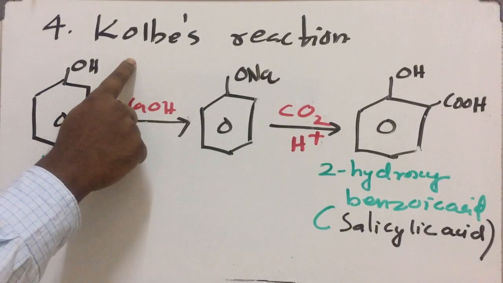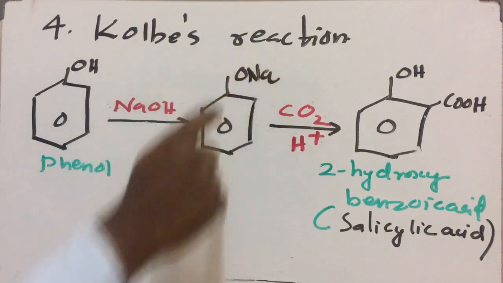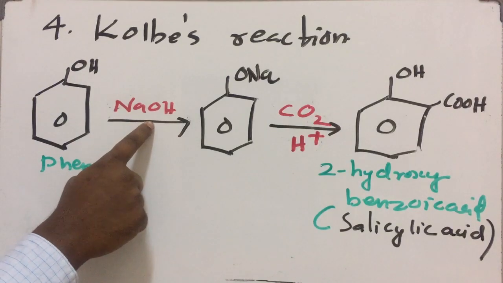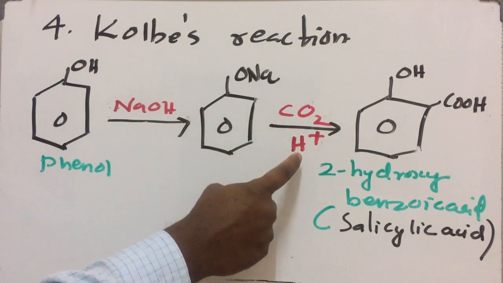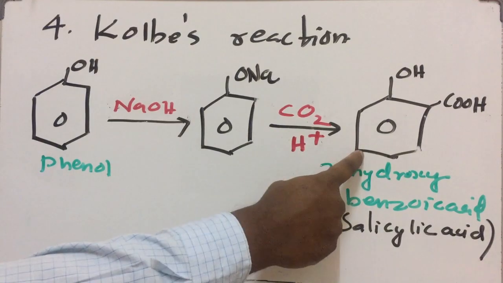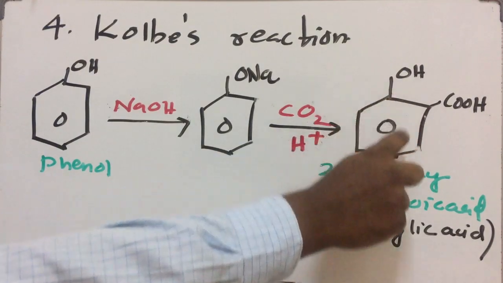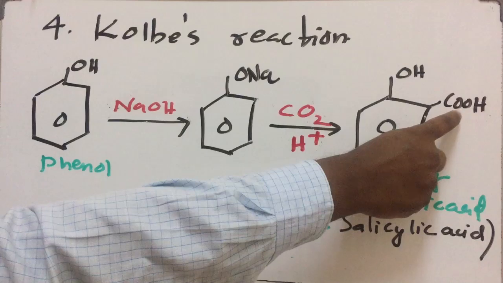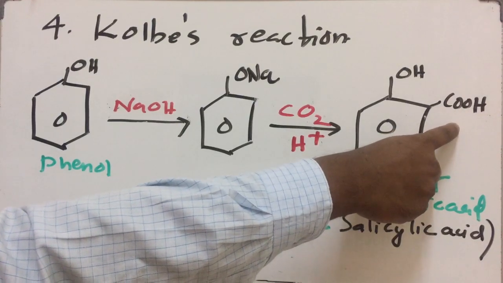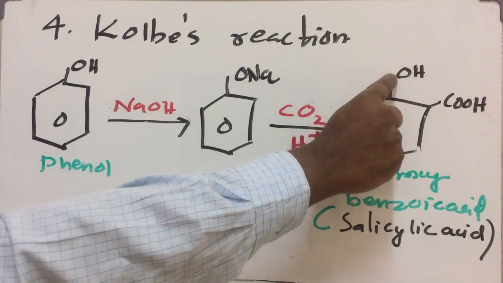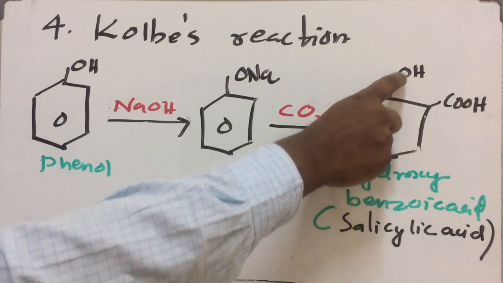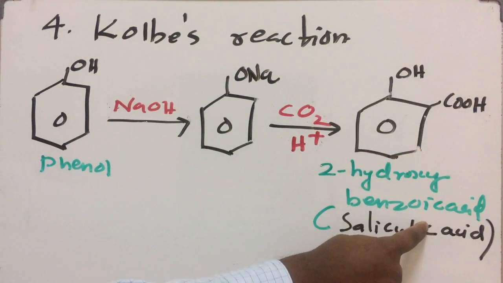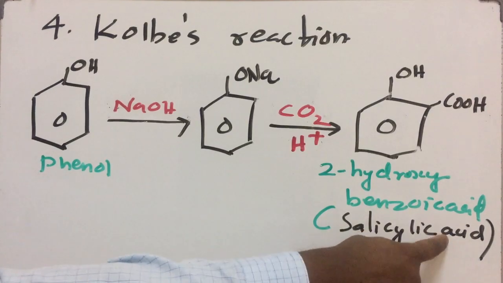The next important reaction of phenol is Kolbe's reaction. In this reaction, phenol reacts with sodium hydroxide, carbon dioxide, and further acidification produces the final product 2-hydroxy benzoic acid, because out of these two functional groups COOH possesses high priority. So the OH group becomes like a substituent. So the IUPAC name is 2-hydroxy, OH is hydroxy, benzoic acid, and the common name is salicylic acid.